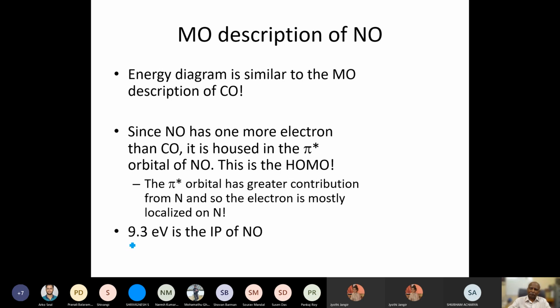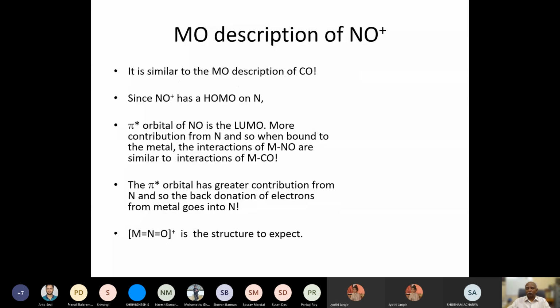Whatever I have said so far is substantiated by the fact that the ionization potential of NO is only 9.3 electron volts. The value that I always use as a reference is hydrogen, which is 13.6. Okay, so this is much lower than hydrogen. So it's more loosely held than a valence electron. Okay, so that's what I want to imply. Now, we have already covered this. This is the structure that you would expect for a linear nitric oxide, which is positively charged.